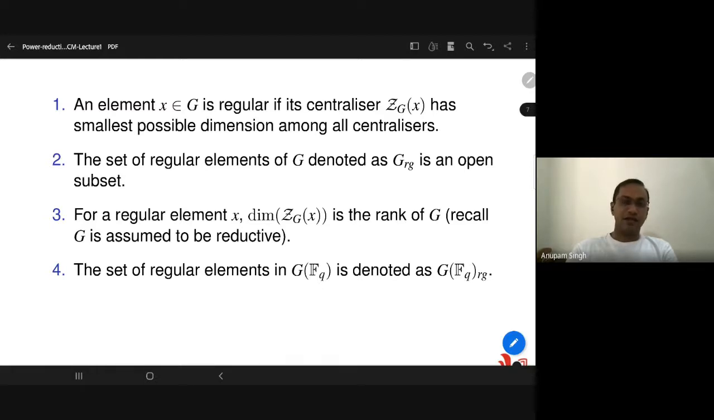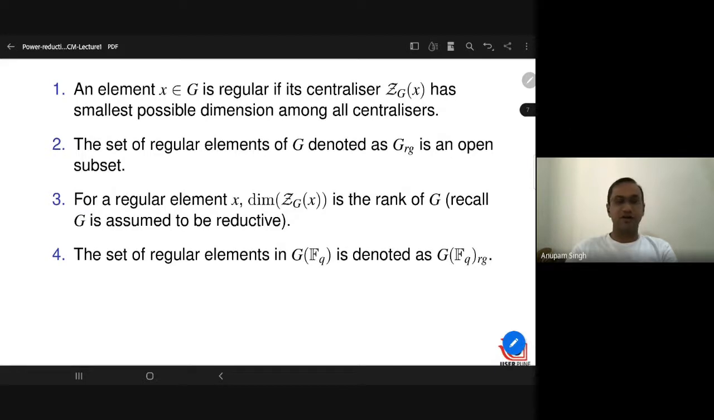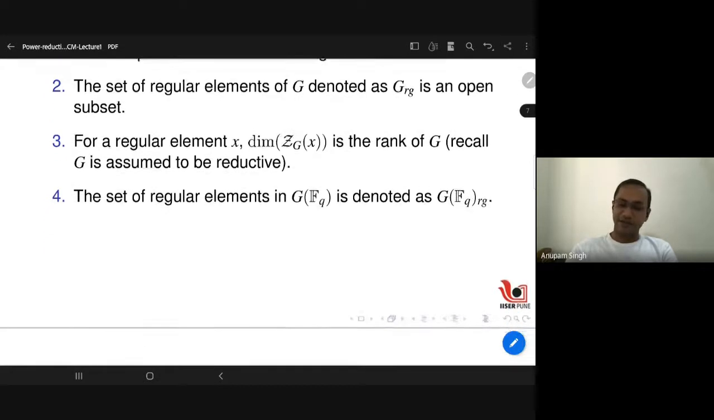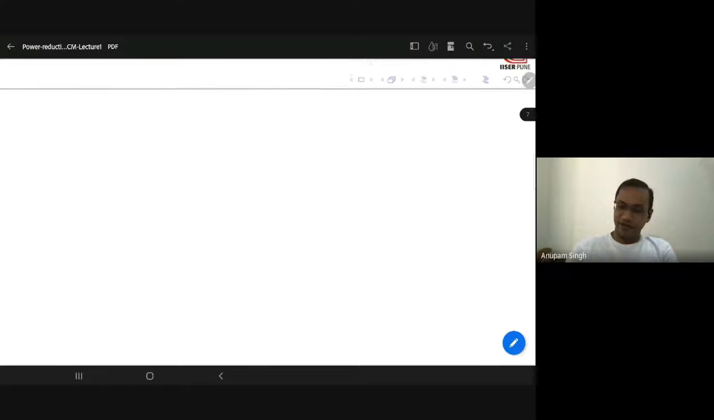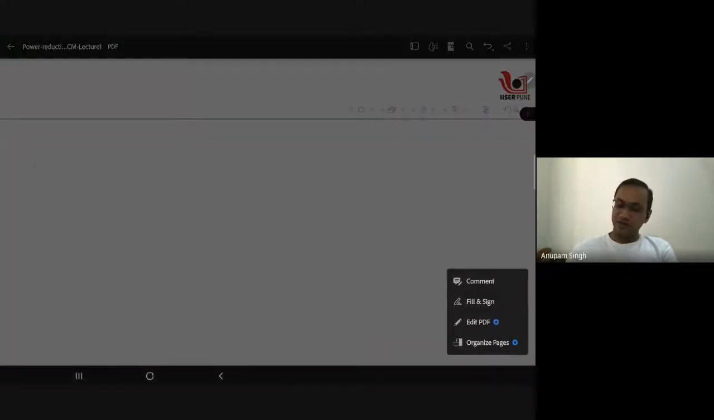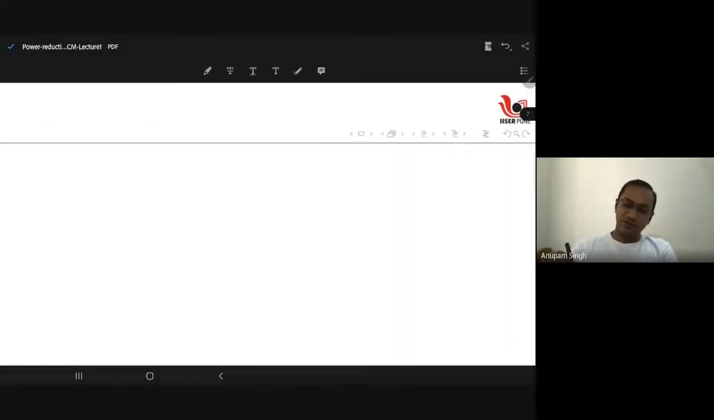Okay, and if I look at a regular element x and its centralizer, what is the smallest possible dimension of the centralizer? Can it be very small? The result is that no, it cannot be very small. It is at least the rank of the group G. For example, it is quite clear if you look at some nice element. So maybe I have a blank page here where I can actually write.